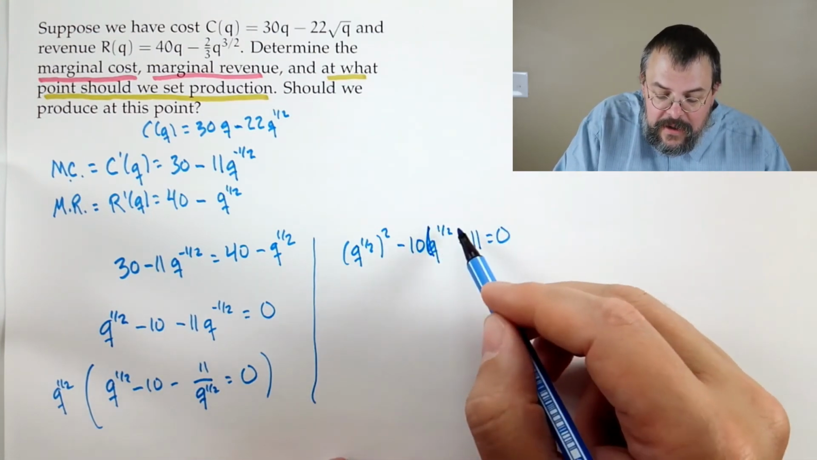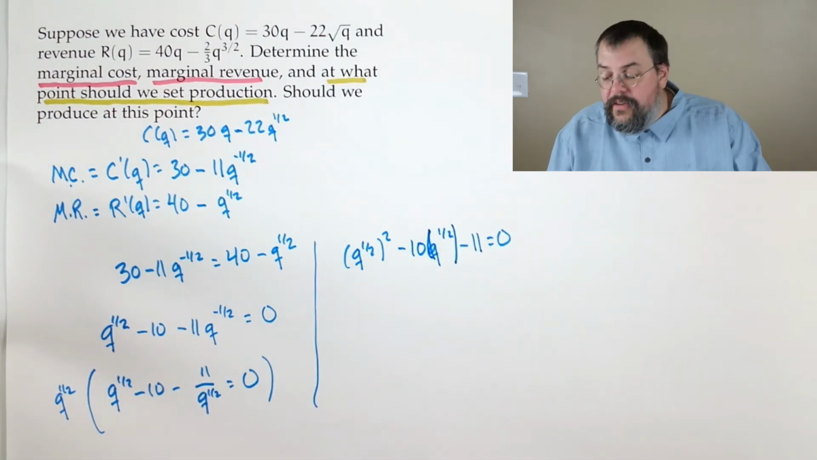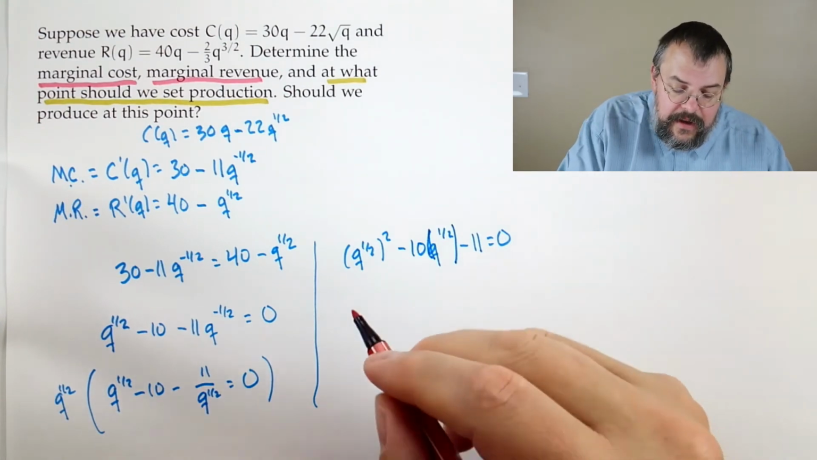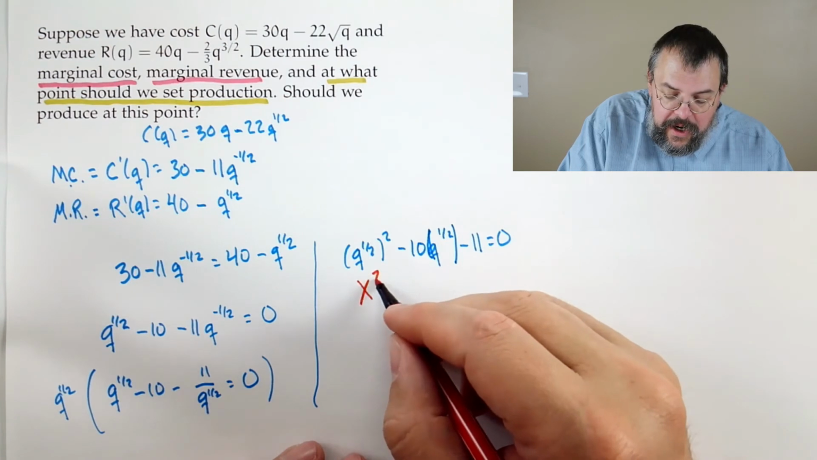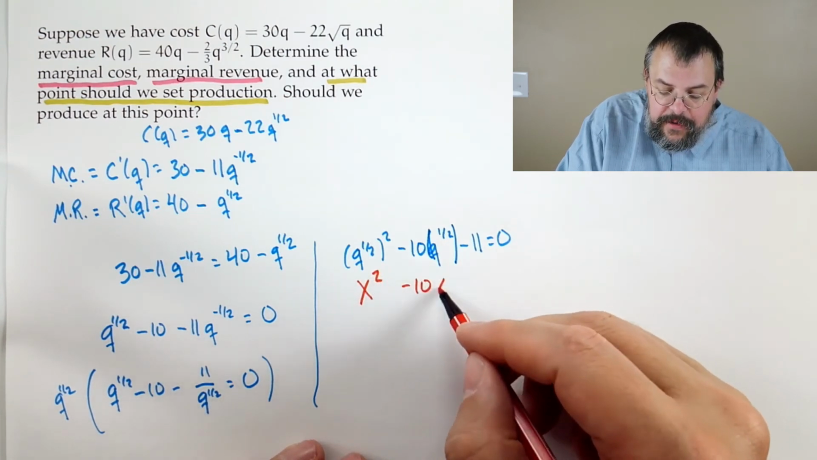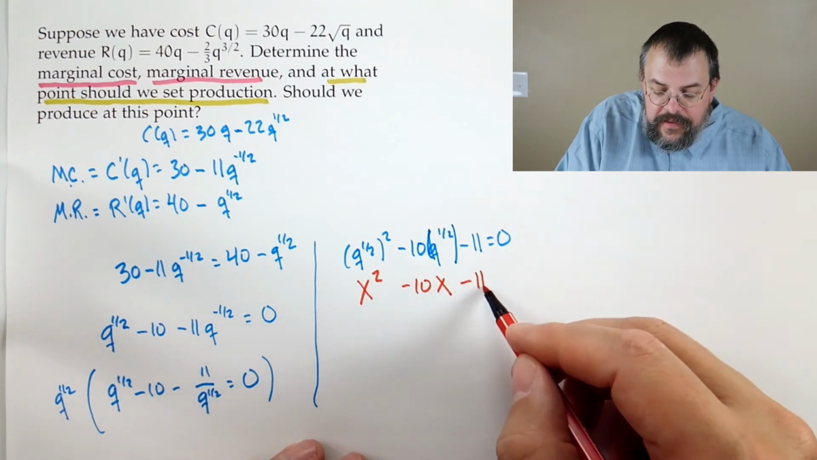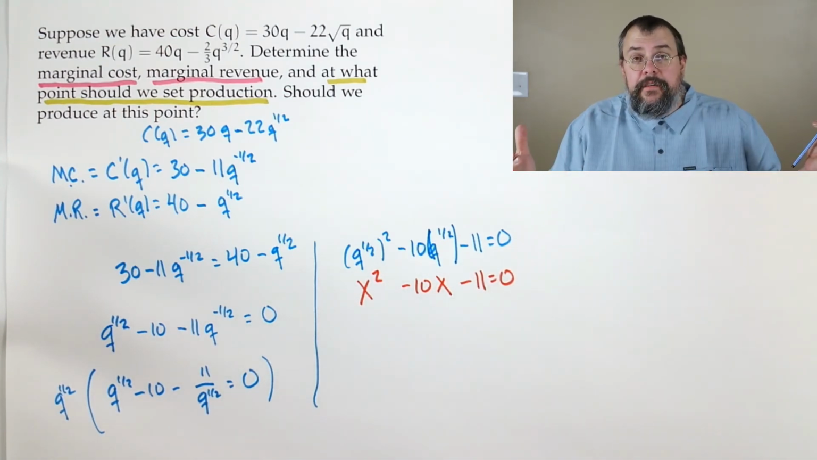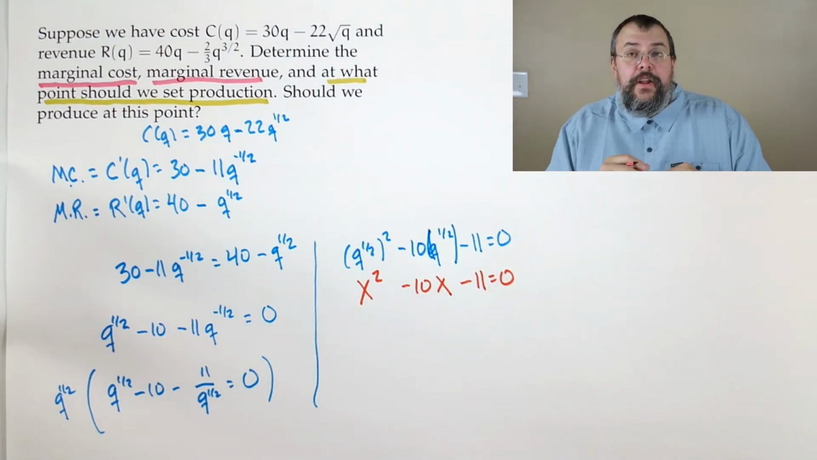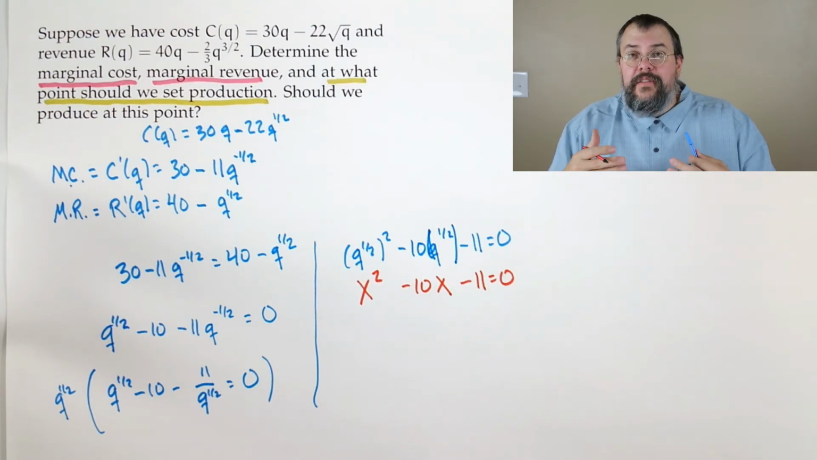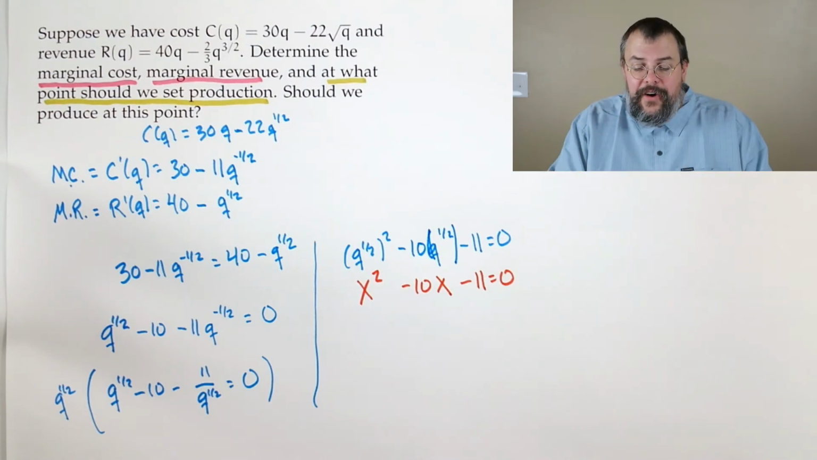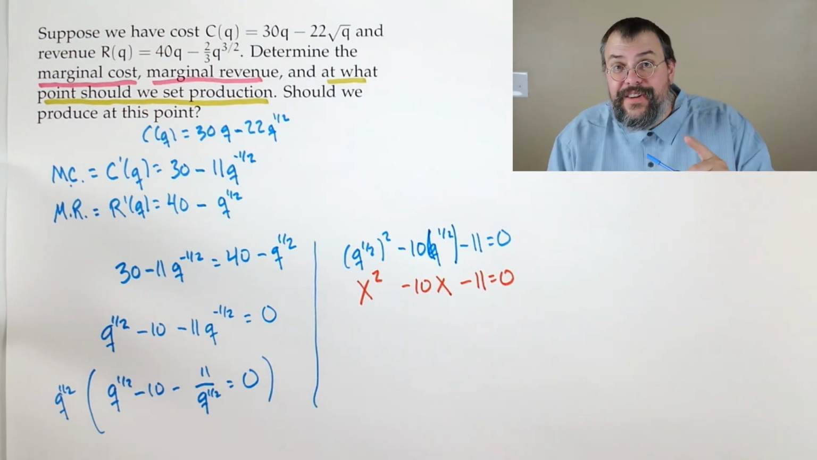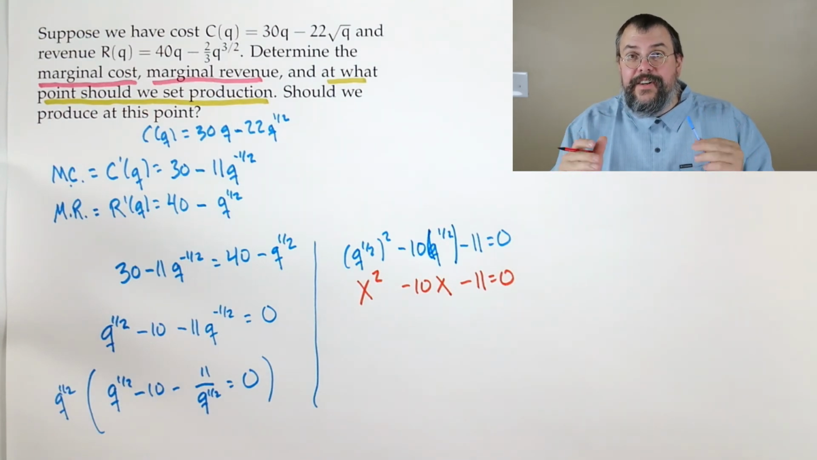Now, see what we have? Do you see something? We can think of this as something squared minus 10 times something minus 11 equals 0, where the something happens to be called q to the 1/2. Temporarily, we're calling it a different name, so we can say, hey, now that looks an awful lot like a quadratic, because it is. Does that factor?